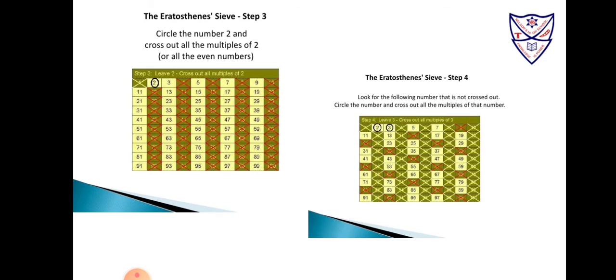Then step 4. Look at the following number that is not crossed out. Circle the number and cross out all the multiples of that number. Means what, students? After circling 2, we will circle 3. 3 is a prime number. And the numbers left out for crossing, that are multiples of 3, we will cross out.